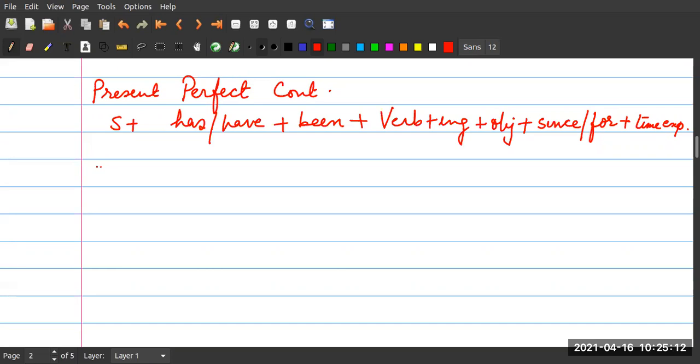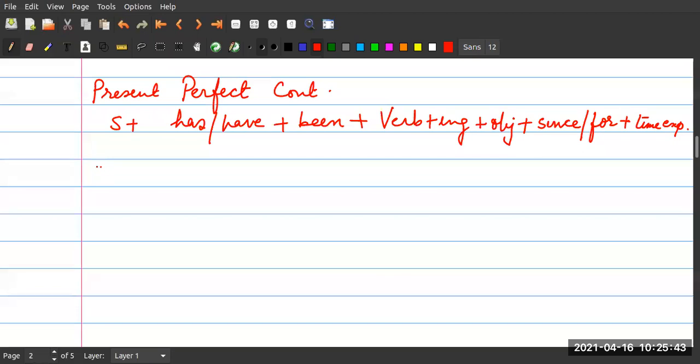So, did you observe in all the sentences, for is there, or you can use since also. In the present perfect continuous tense, if you don't use since or for, the sentence will not be complete. I have been studying. The sentence is incomplete. So, you have to use since or for and the time expression. I have been studying for 4 hours. I have been studying since morning.